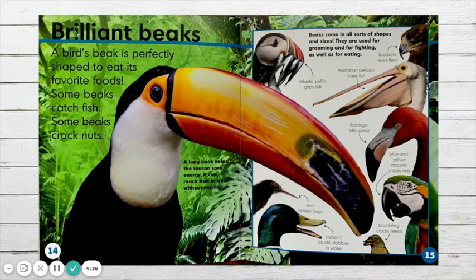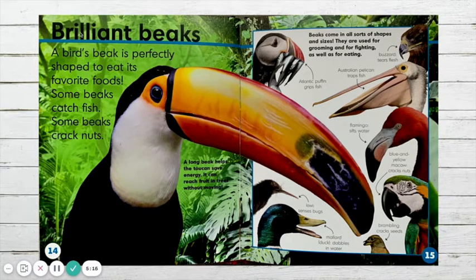Ooh, that word brilliant reminds me of brilliant from our bird walk. Do you remember that word from our bird walk? Brilliant in the bird walk poem referred to bright, colorful, extravagant, beautiful bird beaks. But brilliant can have more than one meaning. While it can mean beautiful, it can also mean smart. I think on this page, it means smart. Smart beaks.